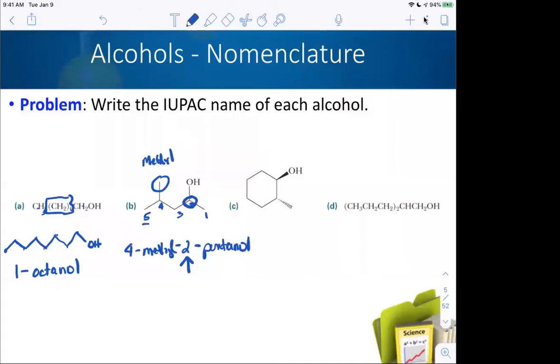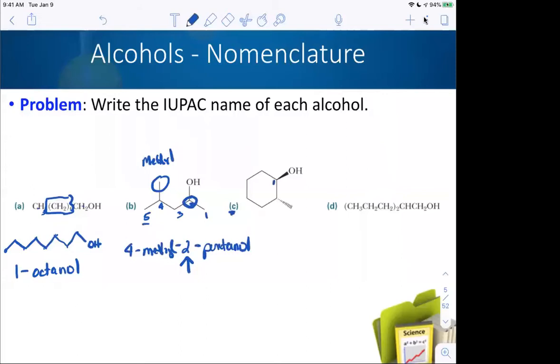Now, in C, I have an indication that I have stereochemistry. Now, if I don't want to be stereospecific and name that exact enantiomer, what I'm going to do is name this with geometric isomerism.